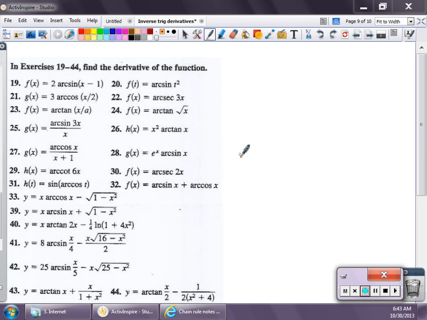I'm going to take a look at some of the homework problems for inverse trig derivatives, and the biggest problem, or not problem, but the biggest issue that occurs with the inverse trig derivatives pretty much is cleaning them up. So I'm not going to do all of these. I'm going to work some of them for you. In fact, we did some of them in class.